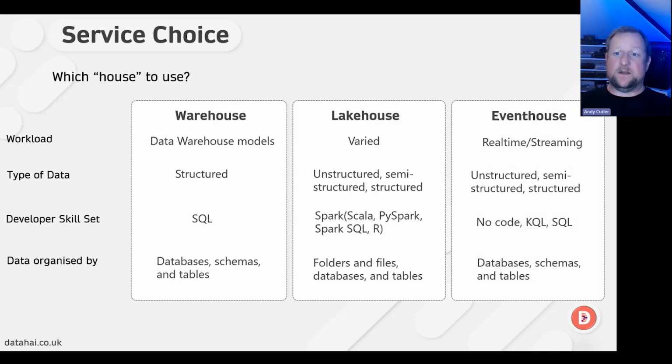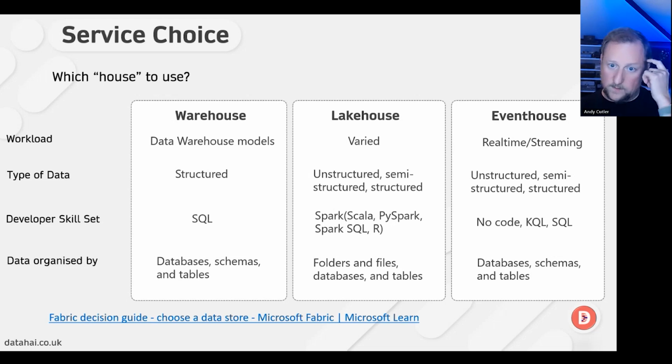And the last thing, Event House. This is your real-time streaming. This is the Kusto Query Language, your KQL. So of course, if your proof of concept is about ingesting operational data from a source that is outputting streaming data, perhaps the Event House is where you're going to conduct your proof of concept, or that's going to be the storage that's going to underpin how your proof of concept is done. And of course, Microsoft had a decision guide. I've got all the links to all of these in the presentation, so I can share those.